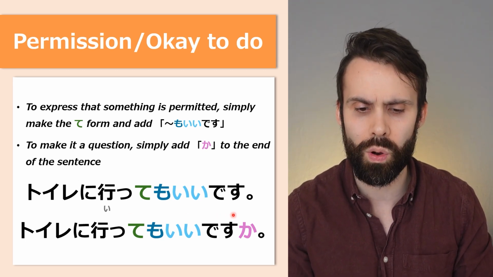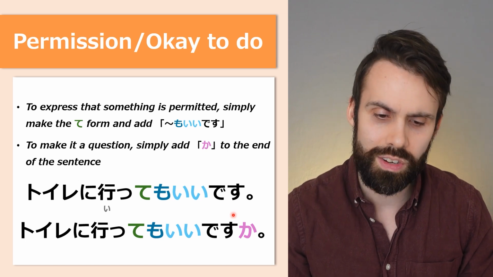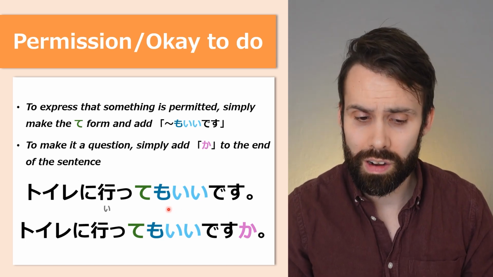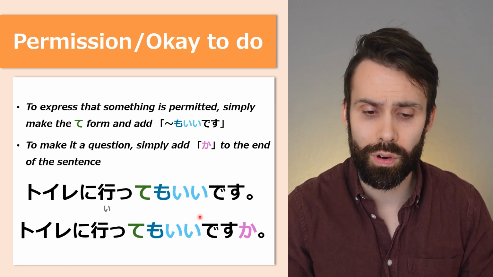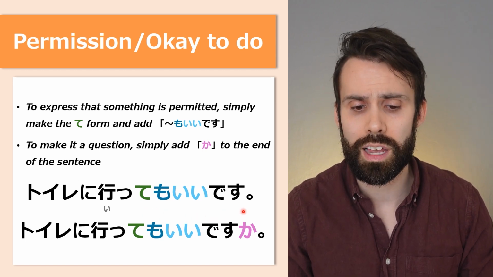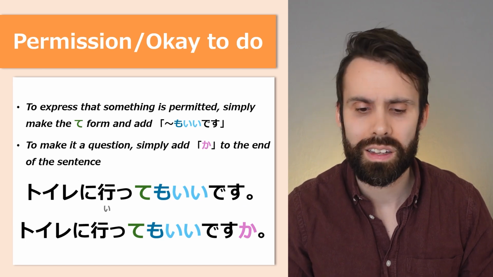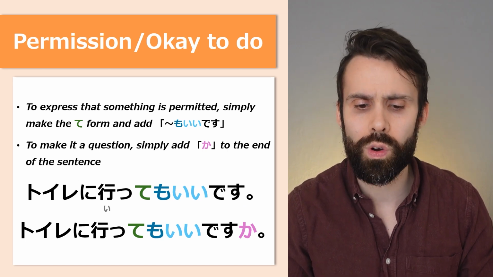トイレに行ってもいいですか? And that's the reason I've sort of used different colors for this, because there are different things happening grammatically. So 行って is the te form, and if you combine the te form with も, it means even if, and then we have just い meaning good. So even if I go, will it be good?